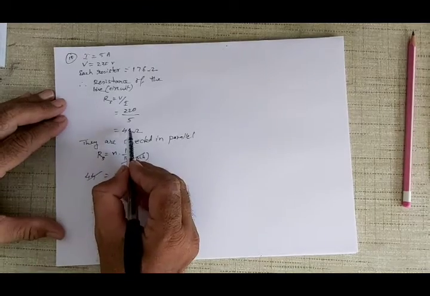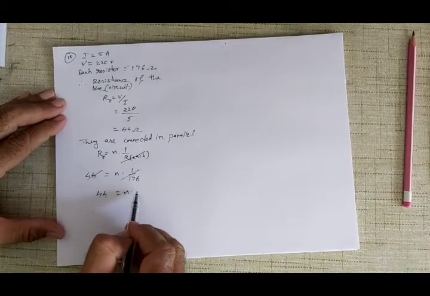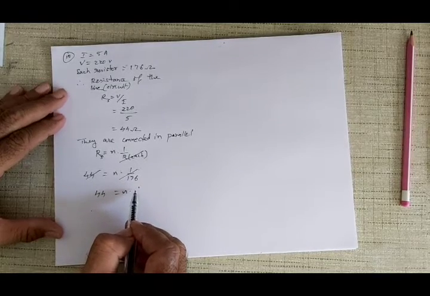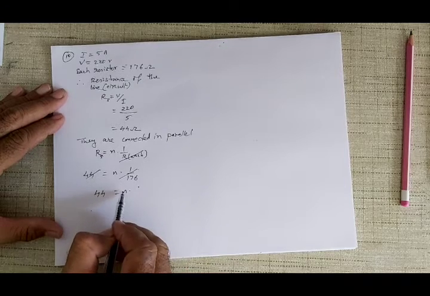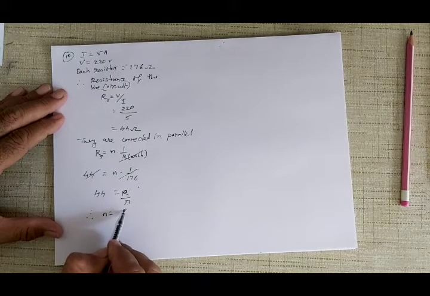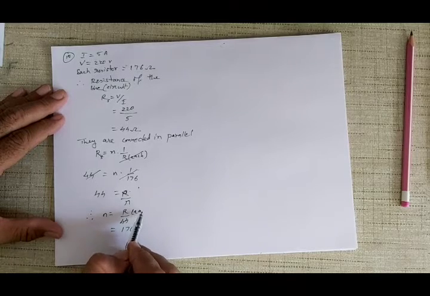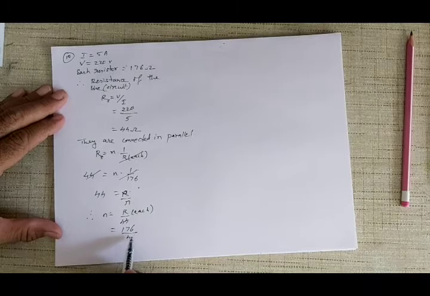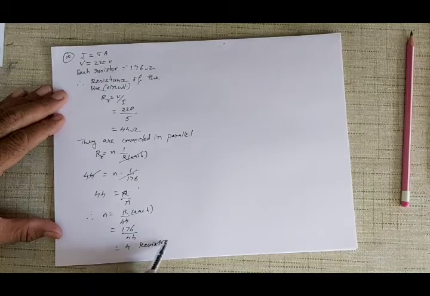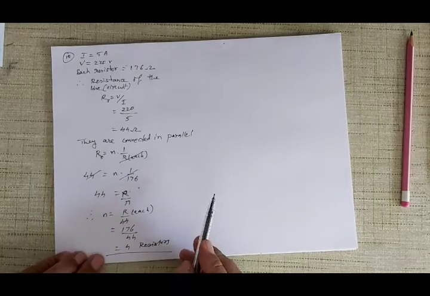44 is the resistance. Remember, now they were connected in parallel and each resistor is 176, so 44 is equal to R upon N. Therefore N will be equal to R upon 44. R is 176, that is each resistor, and dividing by 44 you get 4 resistors. Now what does this mean? It means that 4 resistors each of 176 will be connected in parallel.